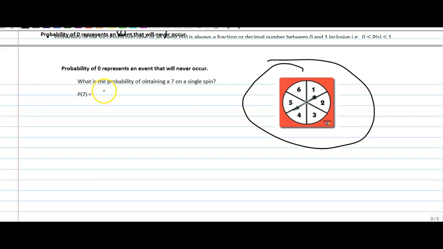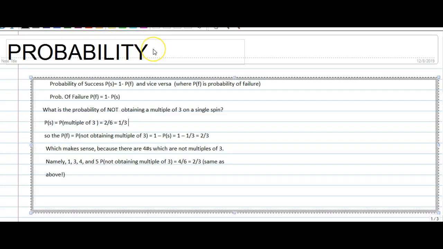So the number of ways what I want to happen can happen is simply 0 over the total number of outcomes, which is 6, and 0 over 6 is 0. Here it's impossible to obtain a 7 if we only have the digits 1 through 6 on the spinner.